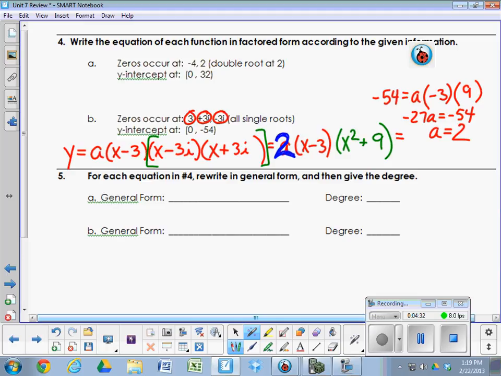So a must be 2. So the final answer is 2 times x minus 3 times x squared plus 9.